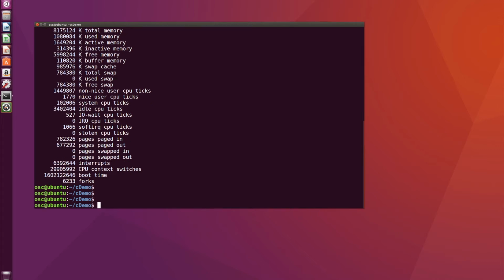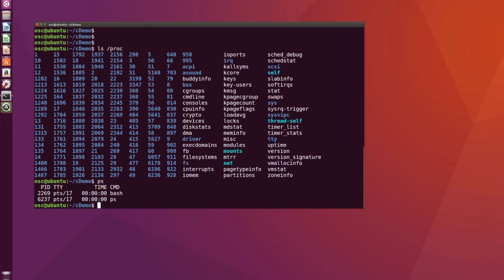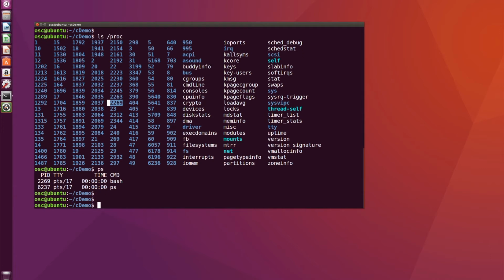Now let's look at the proc file system. So let me do an ls /proc, and inside of proc I have process IDs. And so if I look at ps, I have process IDs. One of them is for the shell that I'm running. It's process ID 2269. And so if we look inside of this proc file system, I'll have a 2269 directory, and that's for process ID 2269, which is for this command line interface that I'm running.